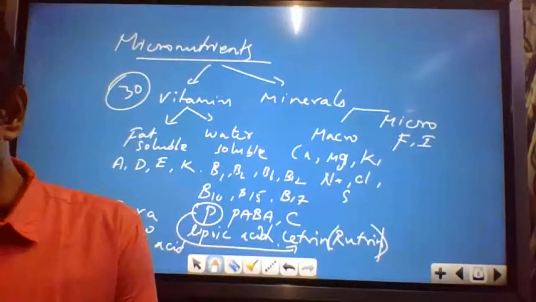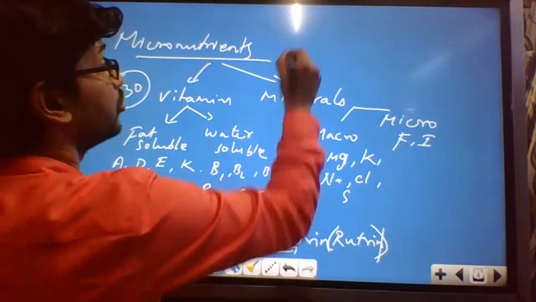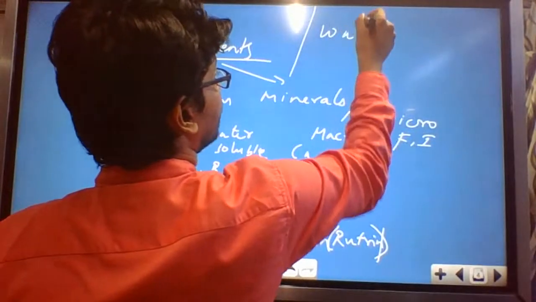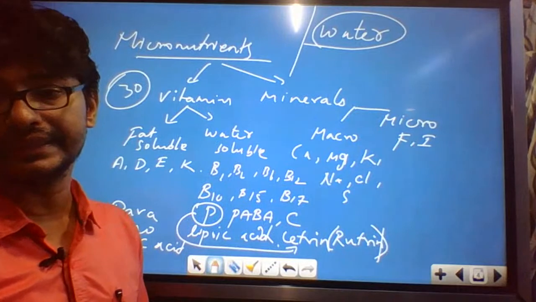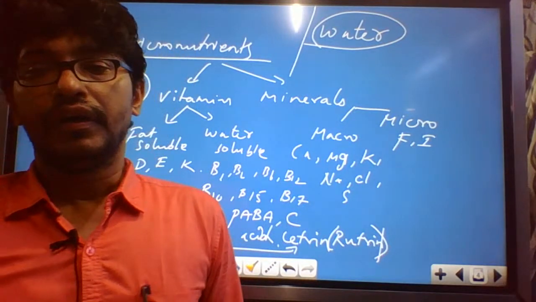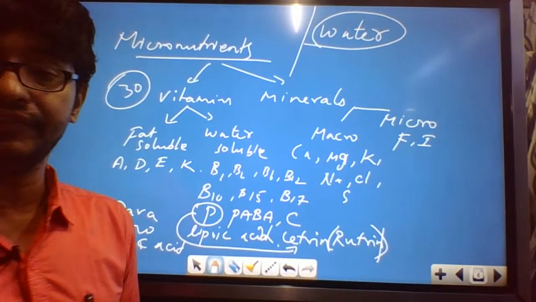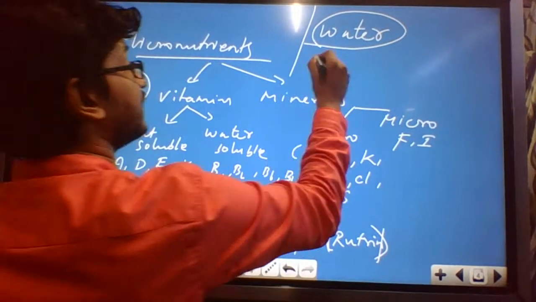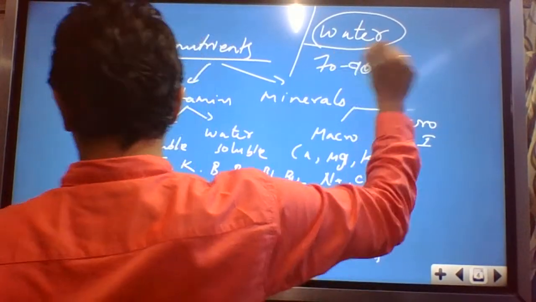So now we're going to the next part. Next we're talking about water. Along with the nutrients, we also require something called water. Water is essential for the body. Any cell that we take consists of 70 to 90% of water.